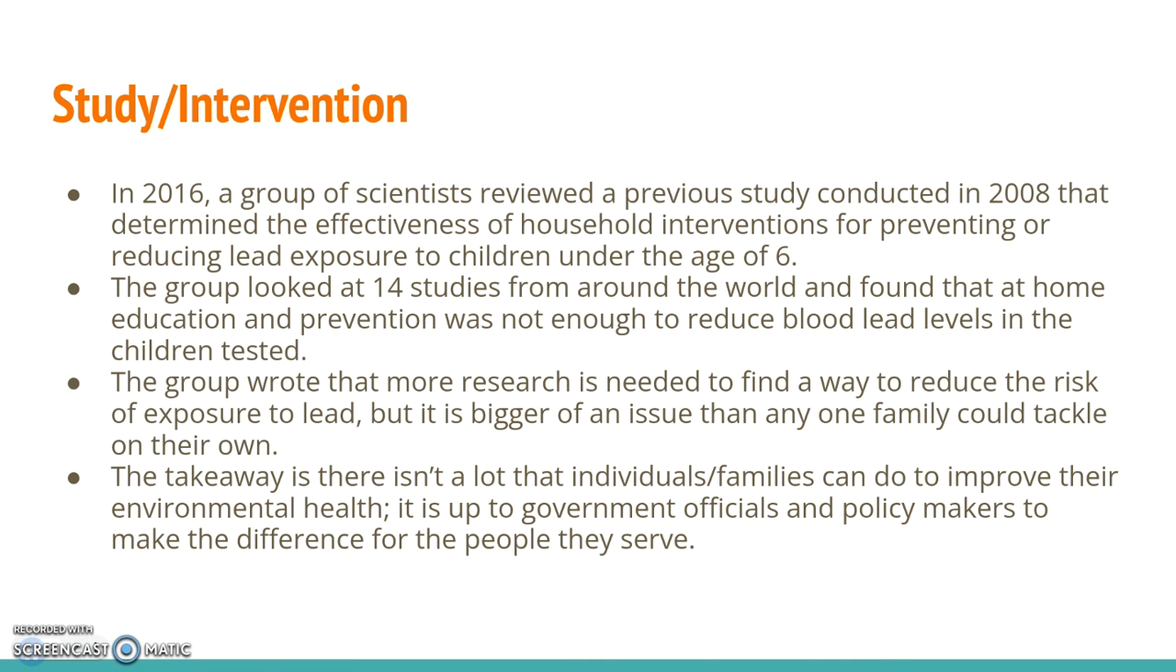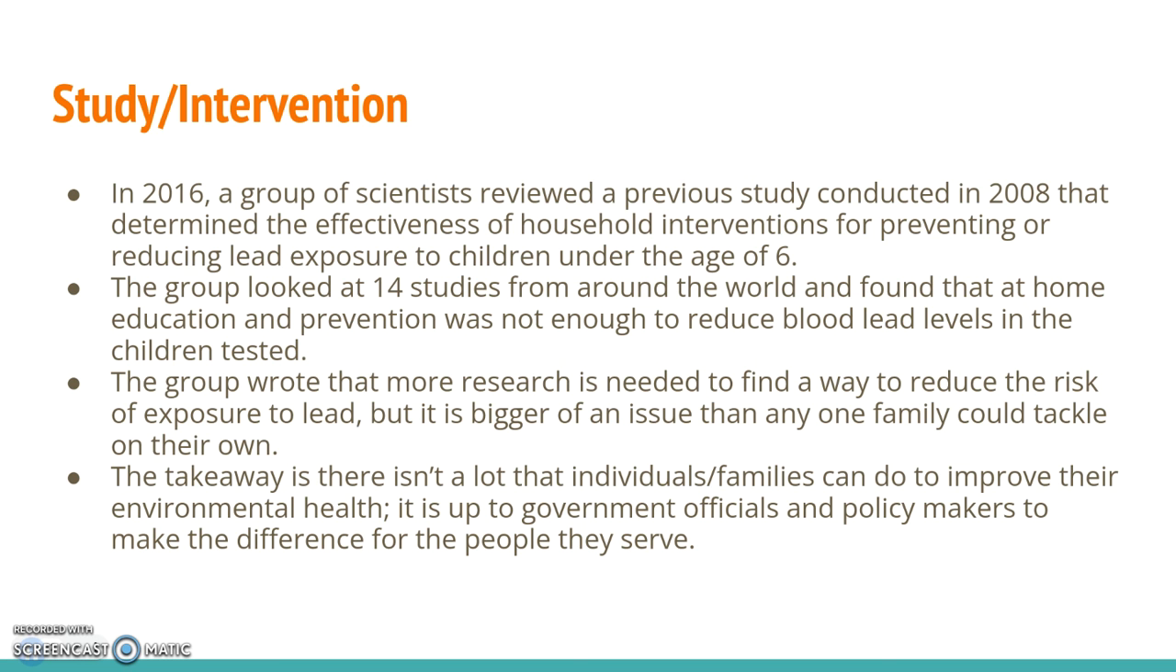So this is an example of a successful study/intervention that was on the Healthy People 2020 initiatives list. I talked a lot about preventing exposure to lead, especially in children, and this study focuses on that. In 2016, a group of scientists reviewed a previous study conducted in 2008 that determined the effectiveness of household interventions for preventing or reducing lead exposure to children under the age of 6. The group looked at 14 studies from around the world with about 4,500 participants, children of ages newborn to 6, and found that at-home education prevention was not enough to reduce blood lead levels in the children tested.